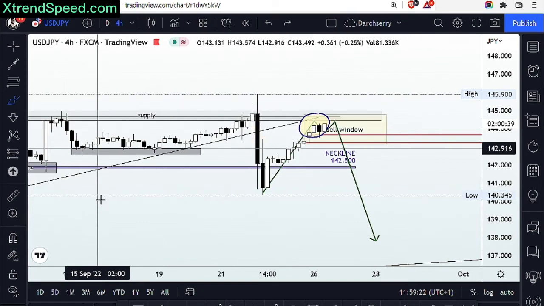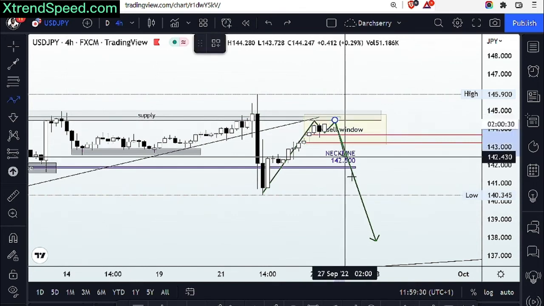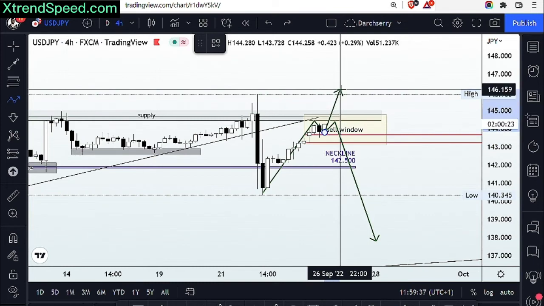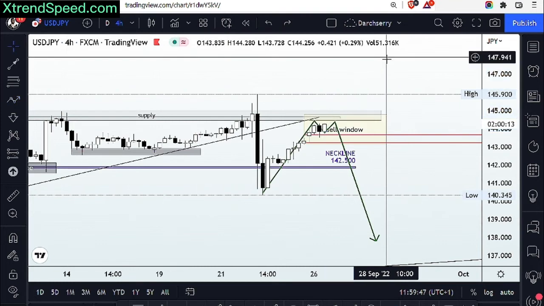Let's see how we could trade this. For me on this one, I will continue to look for selling opportunities if price continues to oscillate right below that sell window. If at any point during this week a breakout of that supply zone happens, and by breakout I mean price closes above that supply zone, then this might be a signal of bullish momentum. But till then, I'm looking for selling opportunities here unless price breaks above that supply zone.